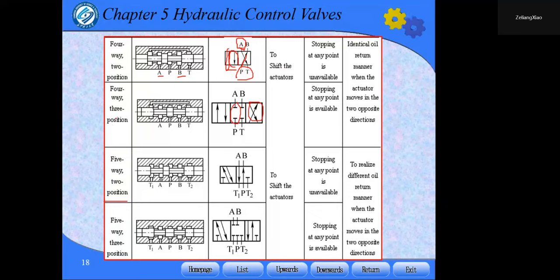Okay, four-way three-position, five-way two-position. The four-way two-position valve can be stored at any point. The four-way three-position valve can be dropped at any point available. It can be stored at any position.